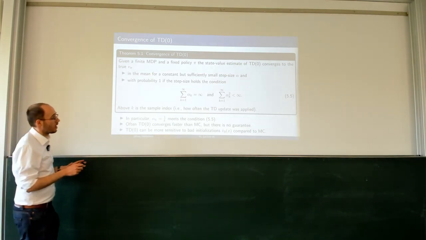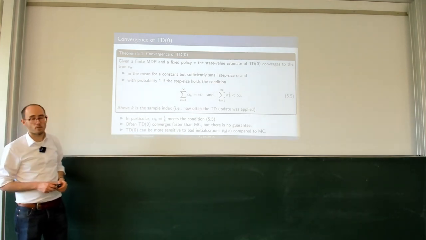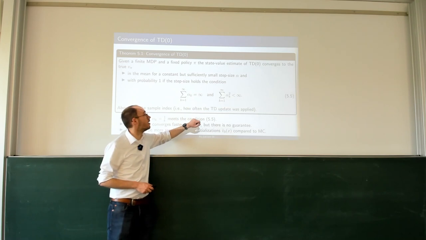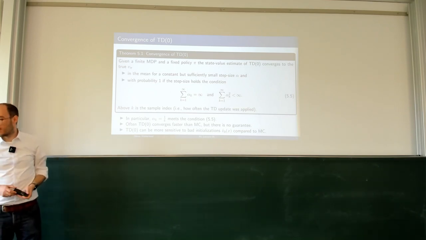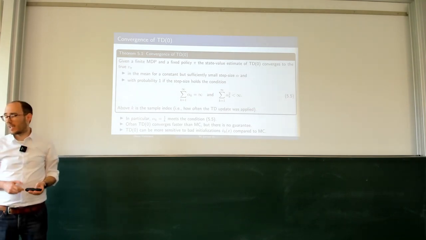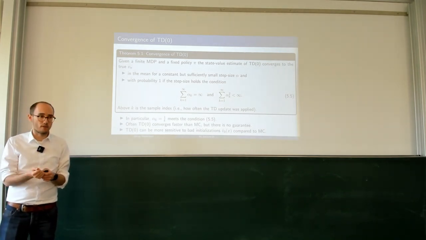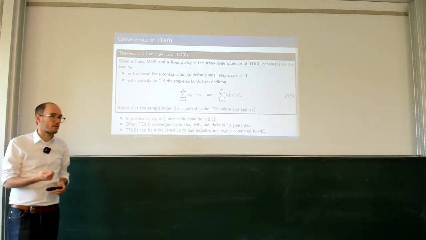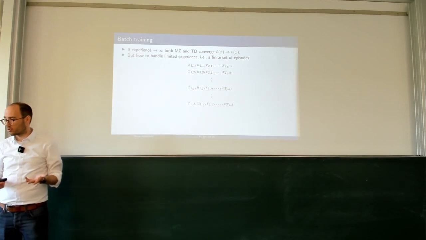So we have learned a little bit about the similarities. We have learned a little bit about the convergence properties of TD, like how we should select the alpha to be converging towards the true values, maybe very quick at the beginning and then slower at the end. And now, for the last step of the prediction part, I want to compare again TD0 and Monte Carlo, but now I would like to emphasize a specific difference between the two methods in the context of how we interpret data which we obtain, especially when we do so-called batch learning or batch training.